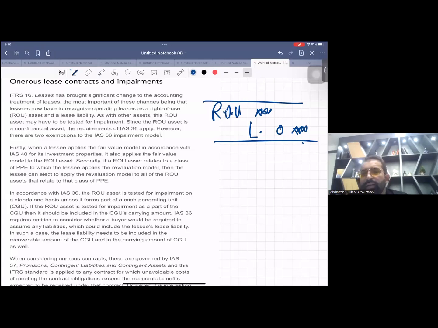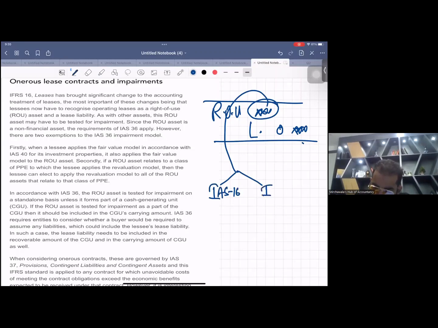Please concentrate here. So according to IFRS 16, my dear students, we make this entry: ROU debit and lease obligation credit. Now, on this debit side, ROU, you can apply IAS 16, and sometimes you apply IAS 40, investment property. On this debit side, you can apply IAS 16 and sometimes you apply IAS 40. Let me explain how.